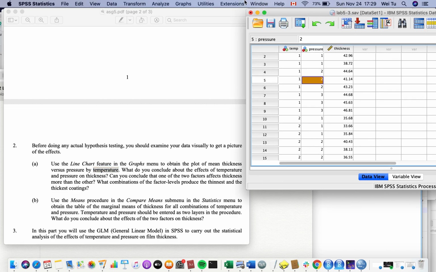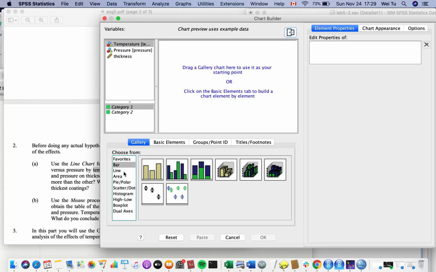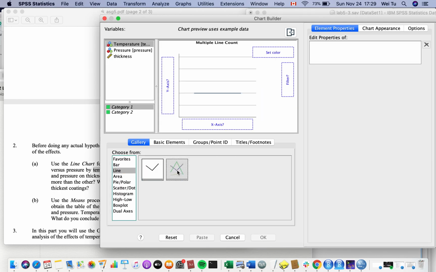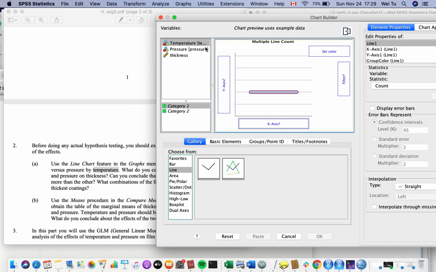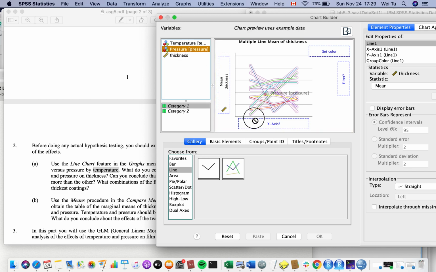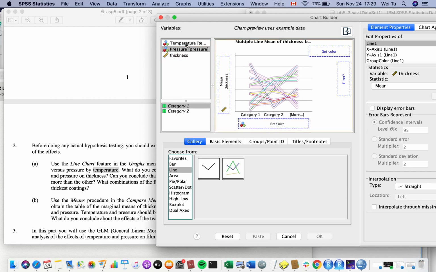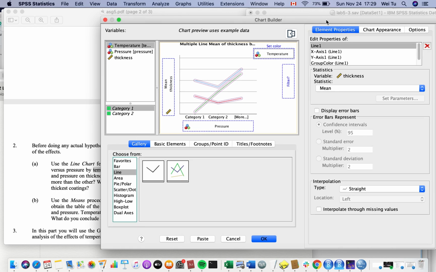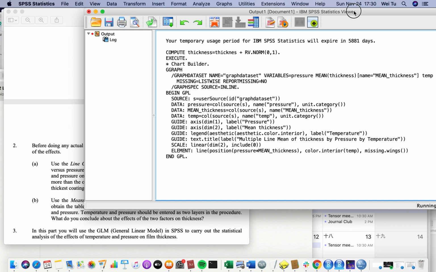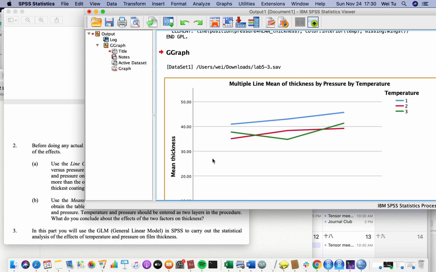Okay, line chart. We're going to graph, chart builder, and then we're doing line chart, and then we're doing colored ones because we have 2 factors, right? So we're doing the response, the thickness, and then thickness versus pressure, okay, and then the color by mean temperature, okay, and then the statistics here, the default is already the mean. I think we're good enough. Okay, so let's do okay. So what do we have? We have a line chart, and it's coming.